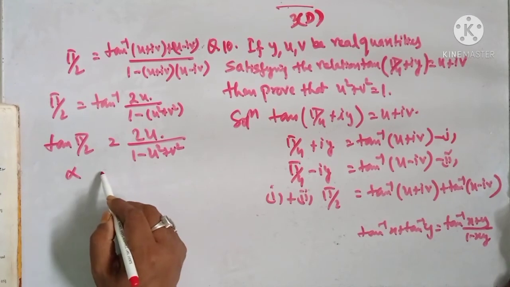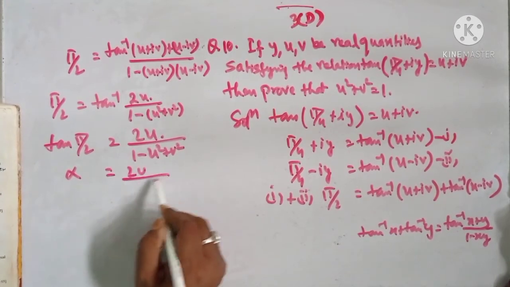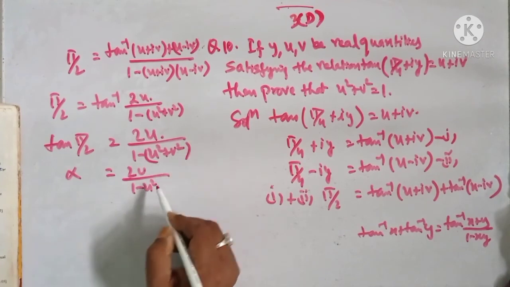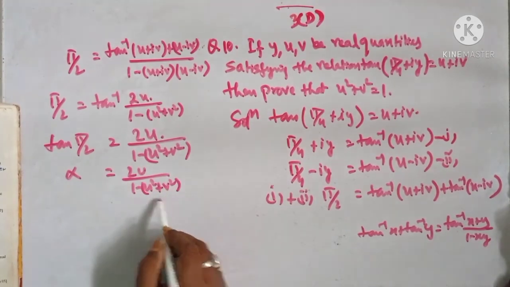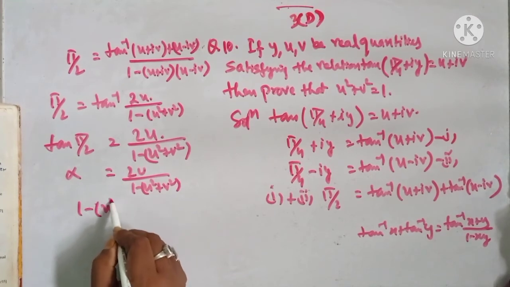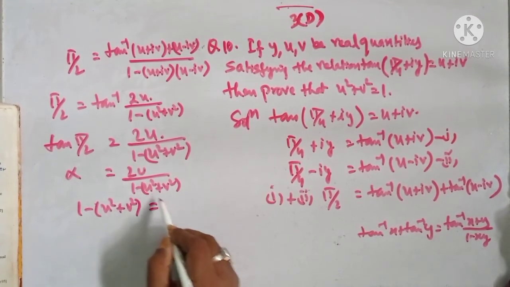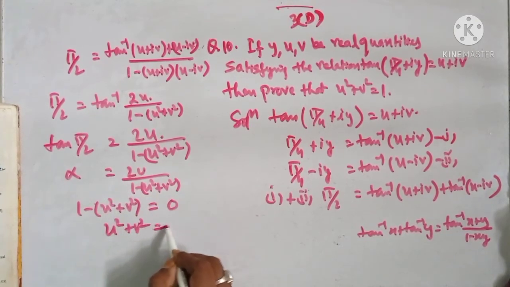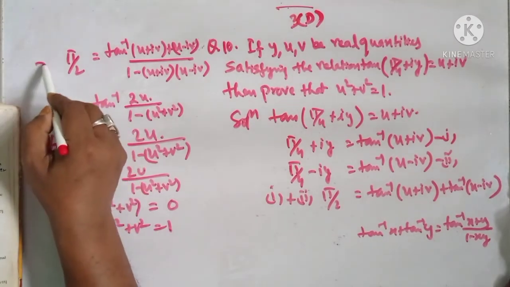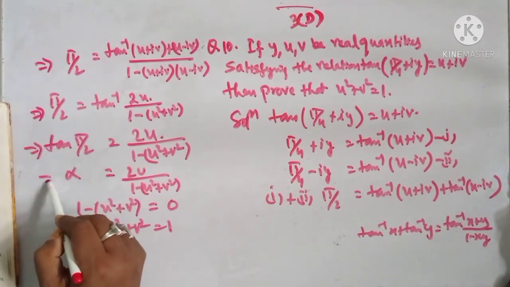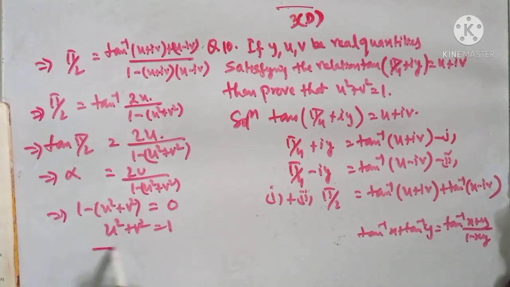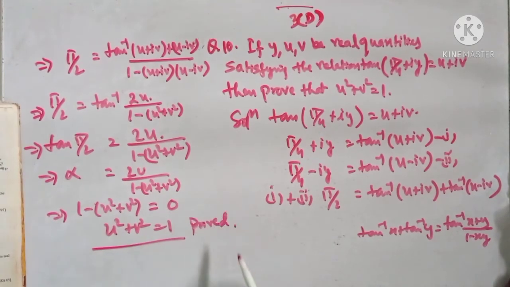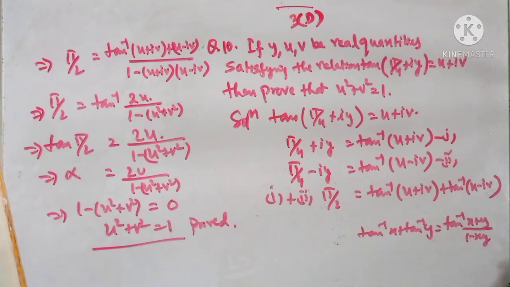So this is infinity: 2u by 1 minus u square plus v square. So 1 minus u square plus v square will be equal to 0, anything divided by 0. So your u square plus v square is equal to 1. So this is your proof. This is proved. So this has been proved.